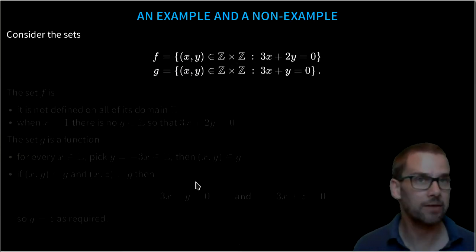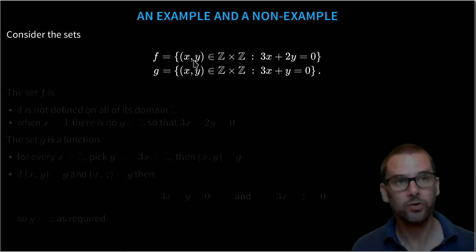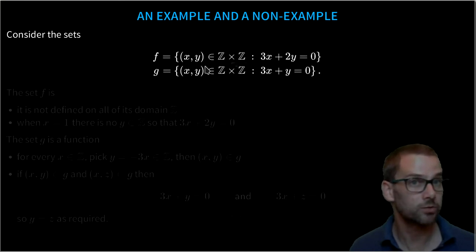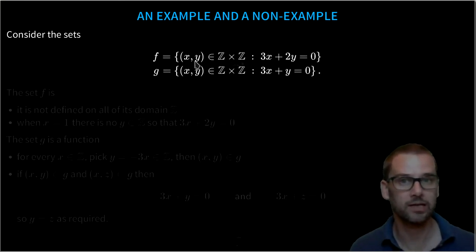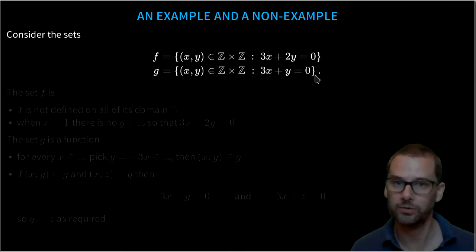So let's look at an example and a non-example now. So we've got two subsets of Z times Z. So these are both relations. We're going to see which one's a function. So F is the relation, or the set of ordered pairs (x, y), so that they satisfy 3x plus 2y equals 0. And G is very, very similar, except it's 3x plus y equals 0.